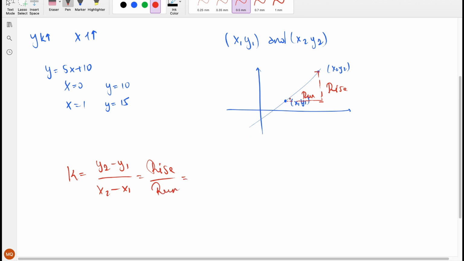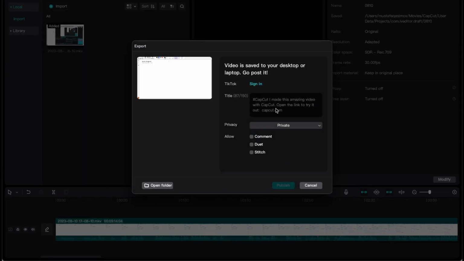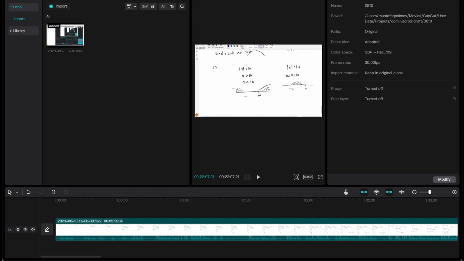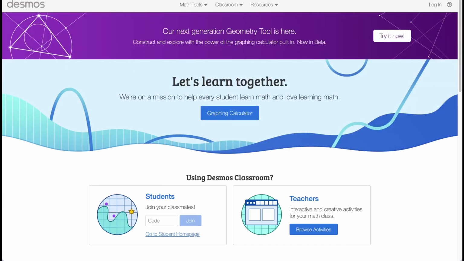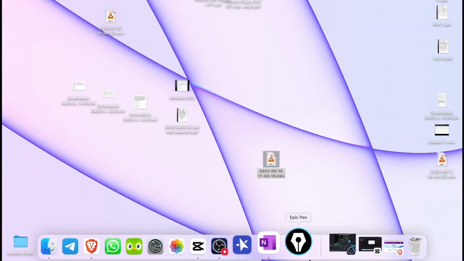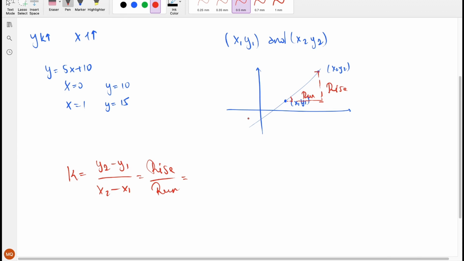Also, let's say here is alpha. We didn't talk about trigonometry, but maybe you know that tangent alpha is equal to the opposite side, rise, over the adjacent side, and it is run. So slope is also equal to tangent alpha.